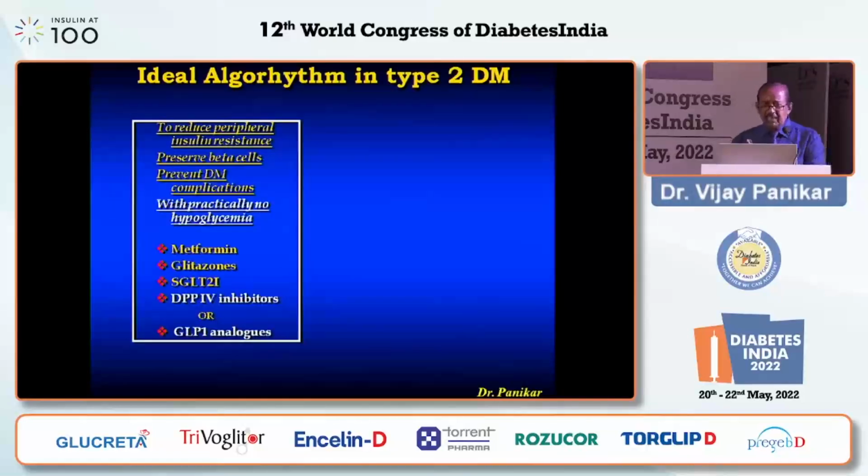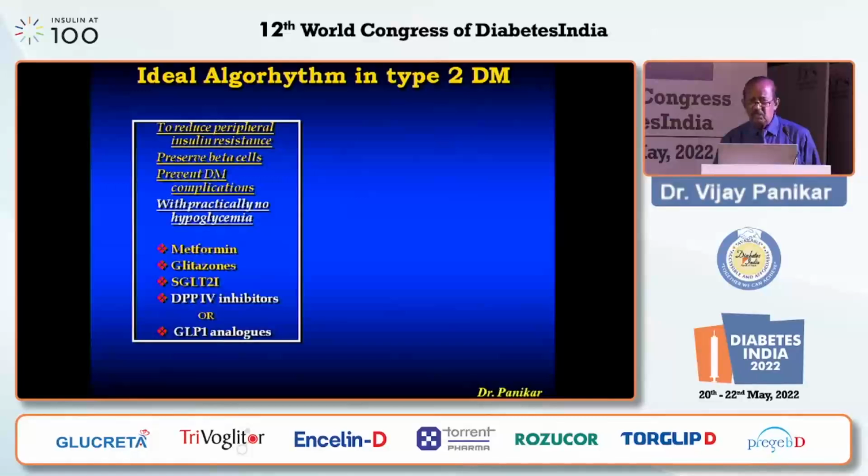So what would be the ideal algorithm? What are you aiming at? You want to reduce peripheral insulin resistance, you want to preserve the beta cells, you want to prevent diabetic complications, and you don't want hypoglycemia. So these are the molecules which you have. Metformin, glitazone, SGLT2 would be at the top of the list, right from day one. And if they don't work, you could add a DPP-4 or a GLP-1. GLP-1 is very heavy on the pocket. I would go with DPP-4.